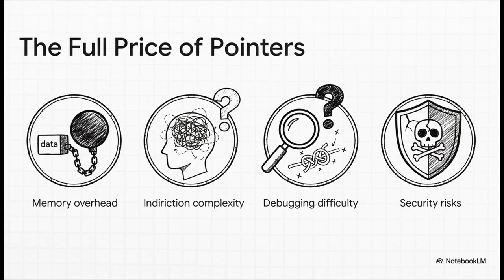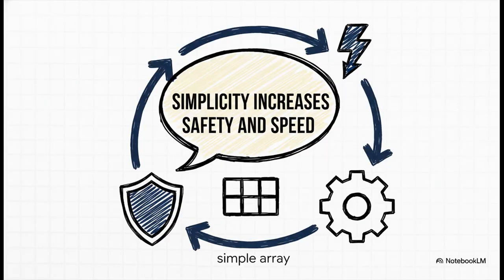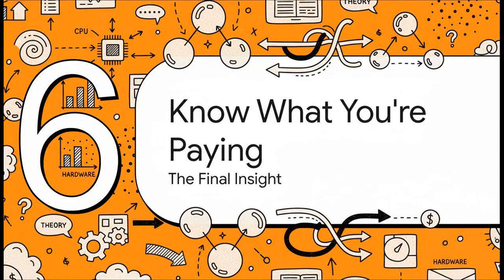And this actually reveals a really powerful principle in software: simplicity, safety, and speed often go hand in hand. A simple contiguous block of memory, like an array, isn't just faster for the CPU. It's often easier to reason about, easier to debug, and a whole lot more secure. Which brings us to our final and, honestly, the most important insight of this whole thing.